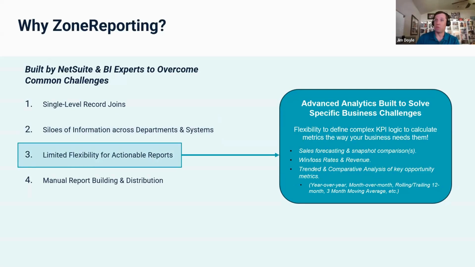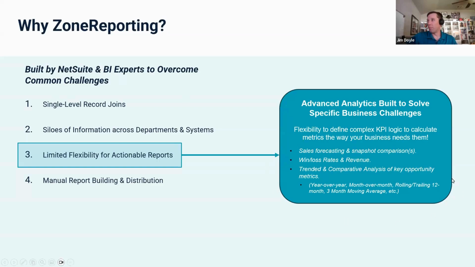We also have the ability to build more actionable reports in Power BI. So we can use this flexible logic to define our KPIs in very specific ways. That helps us improve the accuracy of our sales forecasting because we know our business, we know how to forecast, we just need the system to calculate it the way we want it to. And then we can even compare snapshots. So being able to look at historical forecasts compared to current forecasts and see where the deltas are and drill down into that. We can build very actionable reports in Power BI.